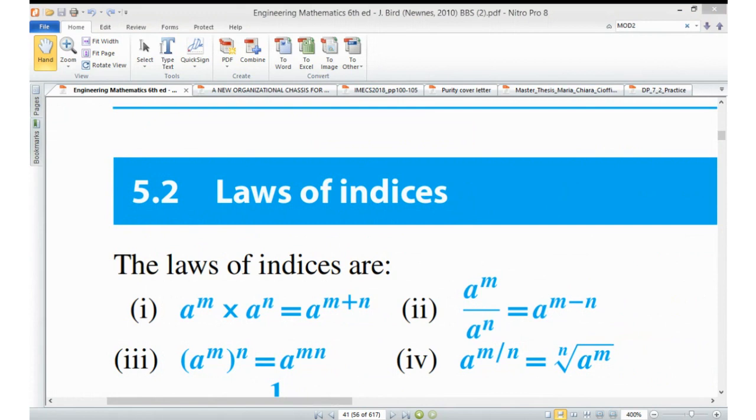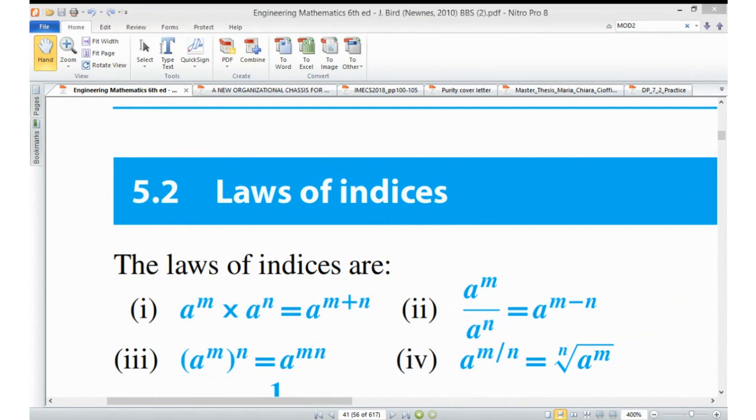Before we explain the rules, a very important thing in indices is what we call a base. A base is basically that number which we are raising to a power. So in our rules, letter A will be used as the base. So when I talk about the base, you know what I'm referring to.